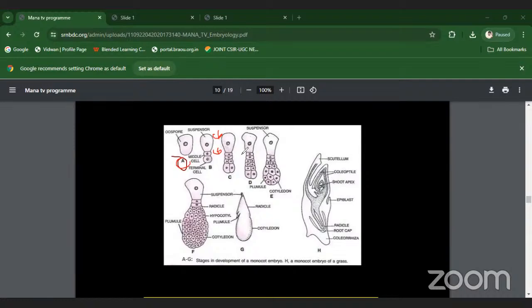Actually, what happens in the dicot embryo? In dicot embryogenesis, in the CB cell, what type of division takes place? Transverse division takes place. But in monocots, remember, there are no further divisions. Just the basal cell expands extensively, like this. As a result, the sac-like structure is formed.